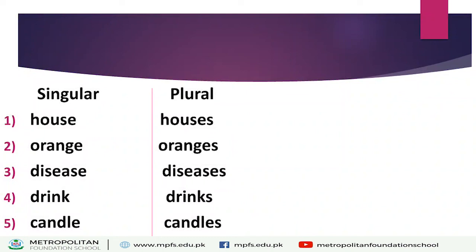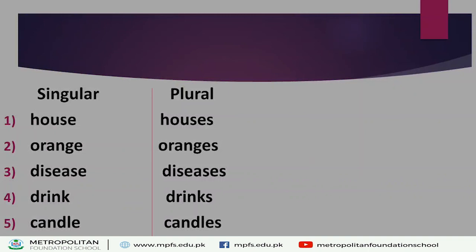Students, before starting your work in your copy, make sure that you make a title page of the month of January in very neat and clean handwriting. Then you have to make a title page of the unit homophones. Then you have to start your work. First of all, you have to do the fill in the blanks related to homophones in your English B copy. Then you have to do the singular plural in your English B copy.